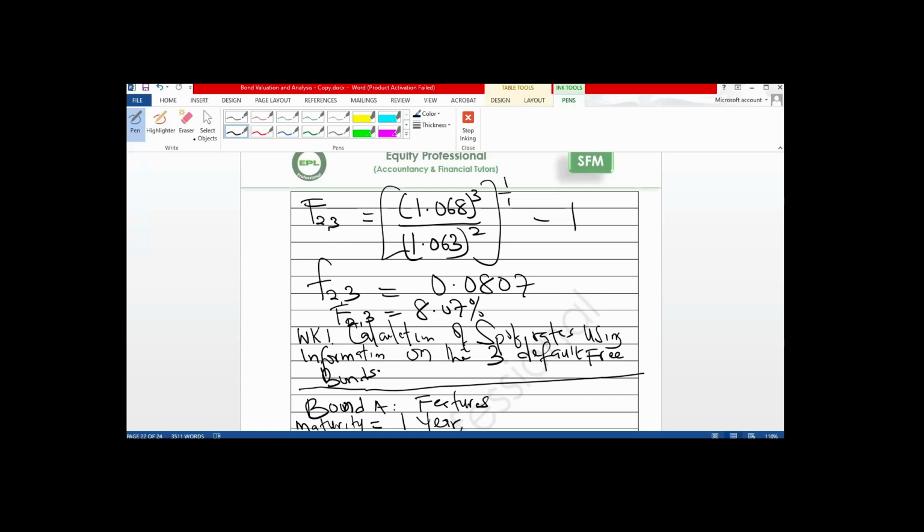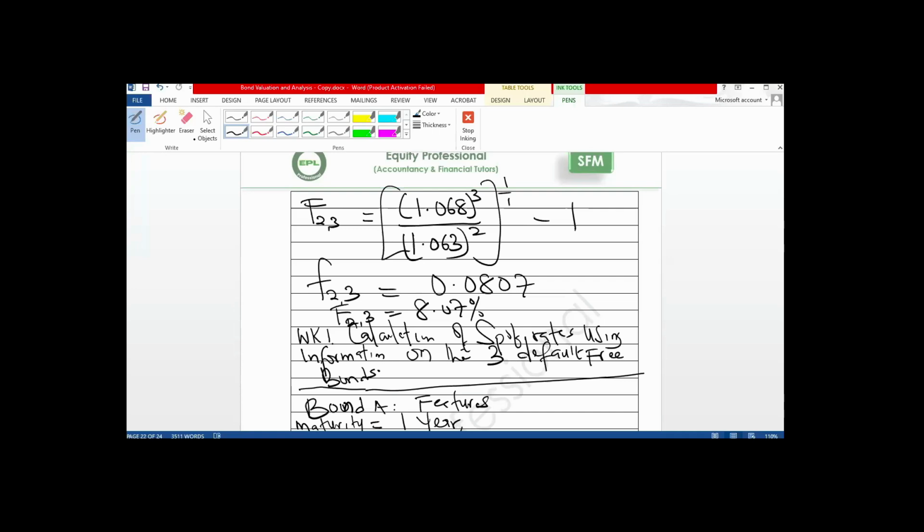Let me try it here, sir. Okay. I have 1.0 raised to power 3 divided by 1.03, close my bracket, raised to power 2. Equal. So 0.07807.